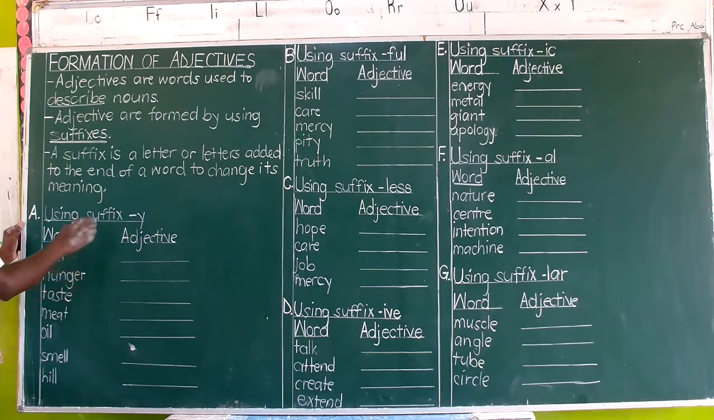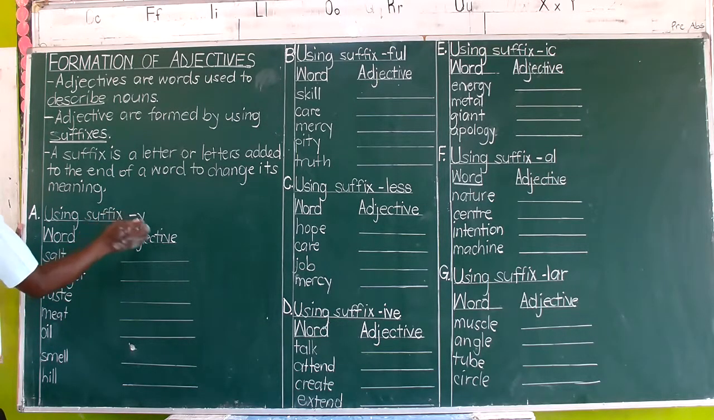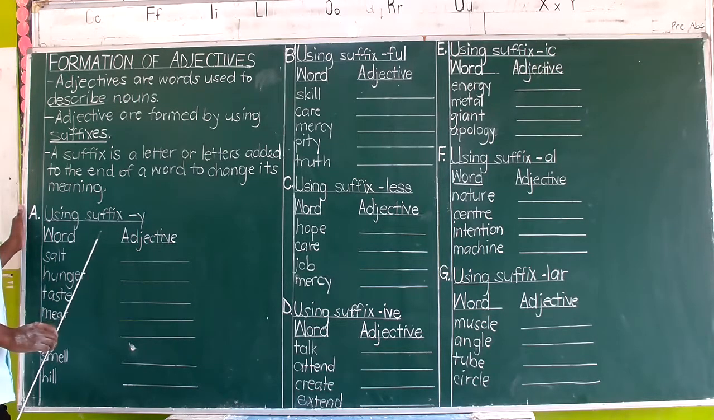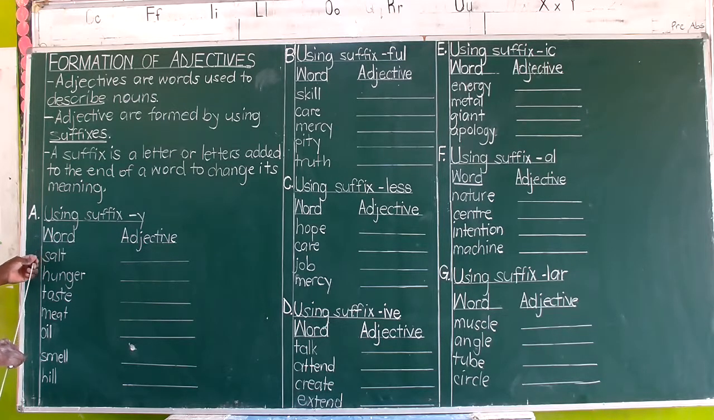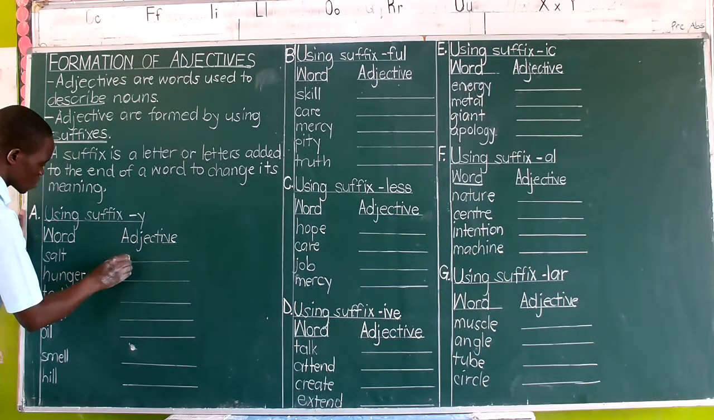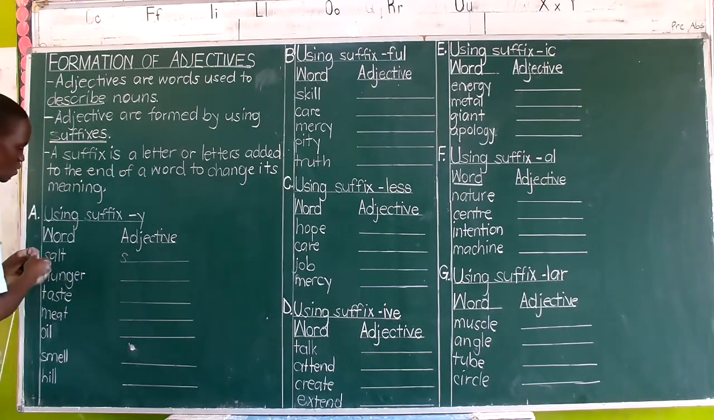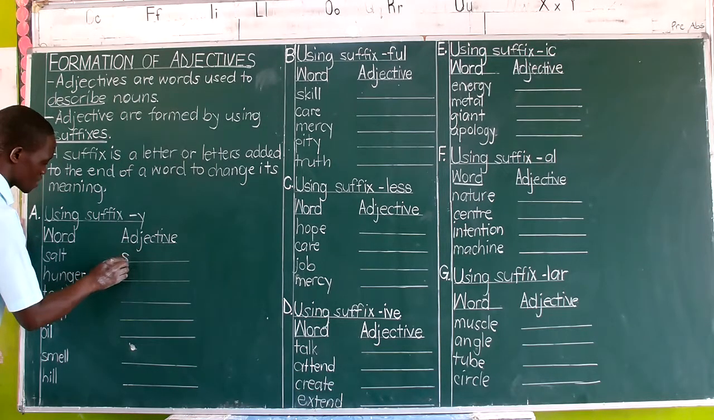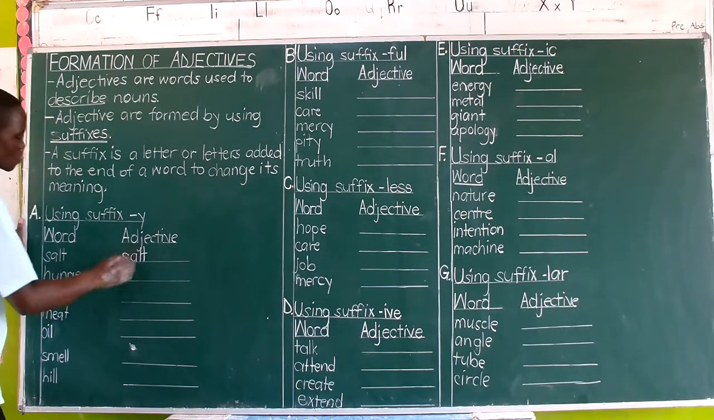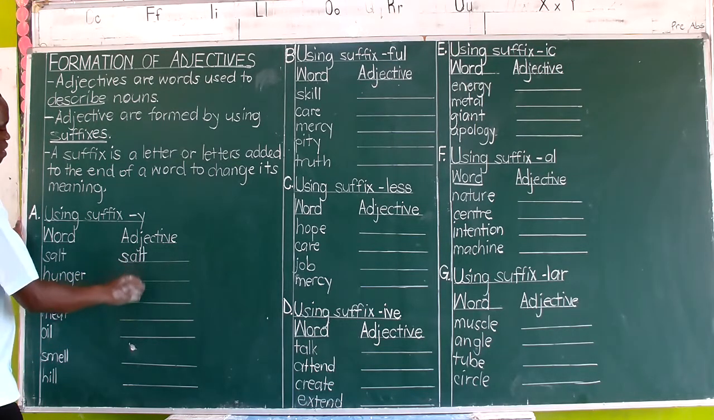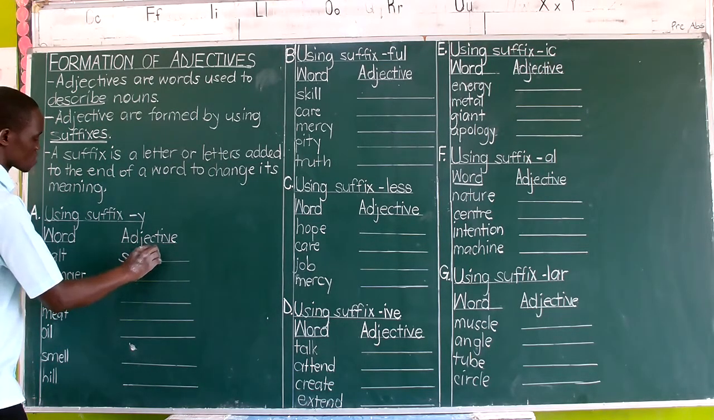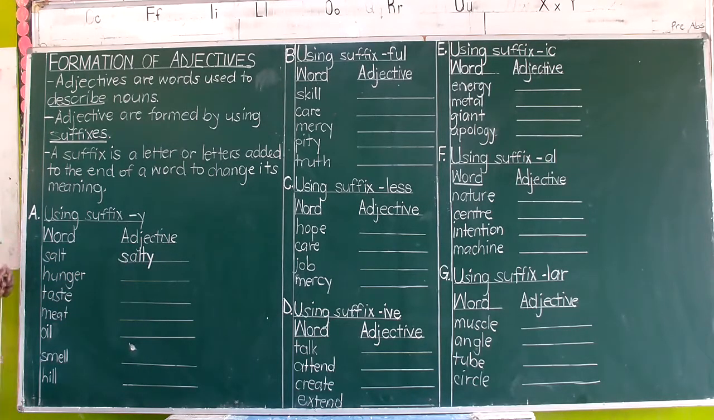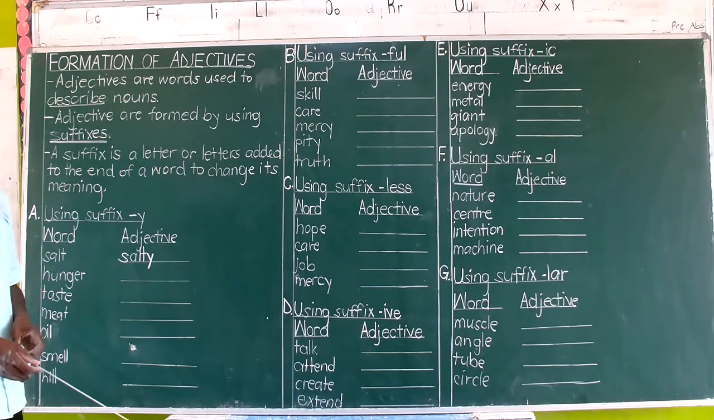In other words, we are going to be adding suffix y to the words that are given to us, to turn them into adjectives. These words may be nouns, may be verbs, may be other parts of speech, but we turn them into adjectives by adding suffix y. We have salt, so we are going to add y to the word salt to make an adjective. So you write your salt here, and you get the adjective as salty. Be careful, the adjective is salty.